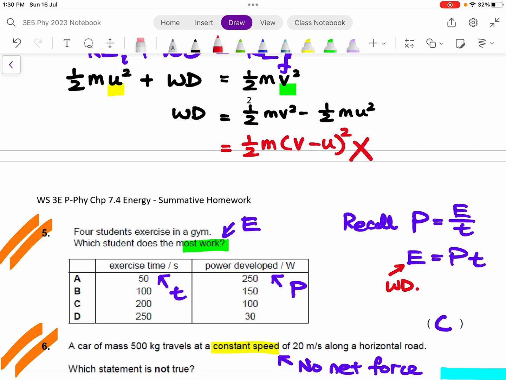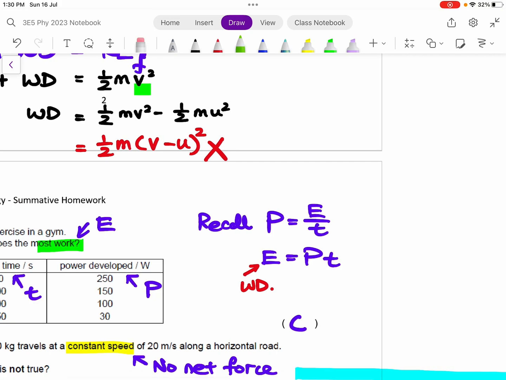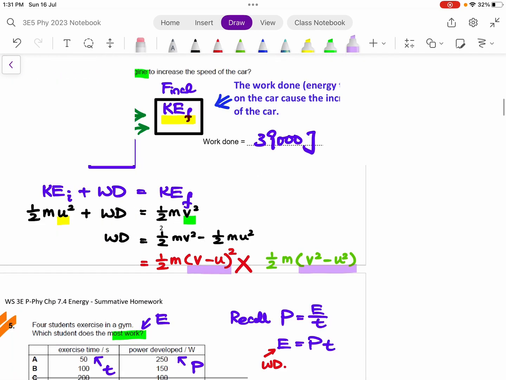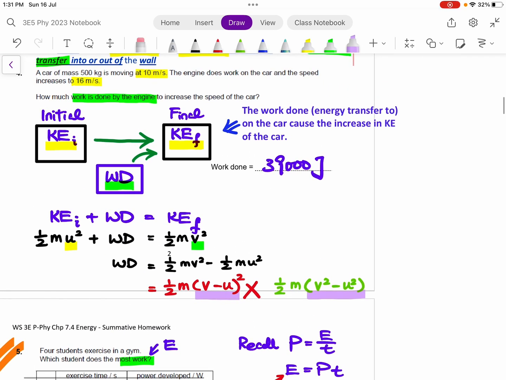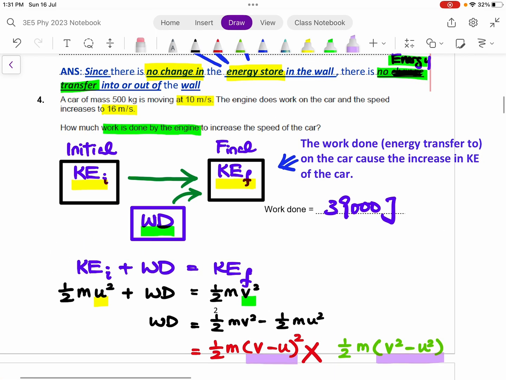This is wrong. The reason why this is wrong is because if you really factorize it properly, you will find that you get v square minus u square in the bracket, and this v square minus u square is not equal to v minus u. So if you do your substitution right, you should get 39,000 joules. Okay, I will leave the rest of the questions to my next video.